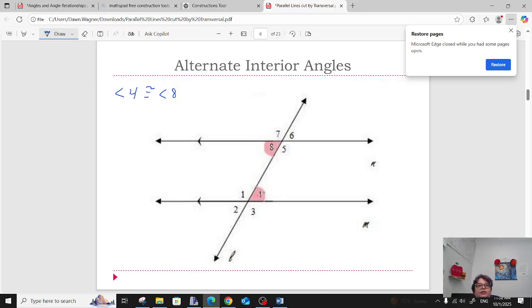40. Okay, so now could you name me, there is one other pair of alternate interior angles in this picture. What's the other pair? 1 and 5. So angle 1 would be congruent with angle 5, and they are alternate interior angles. They are on the inside. One is up and one is down, and they're on the opposite side of that transversal. And they will always be congruent.